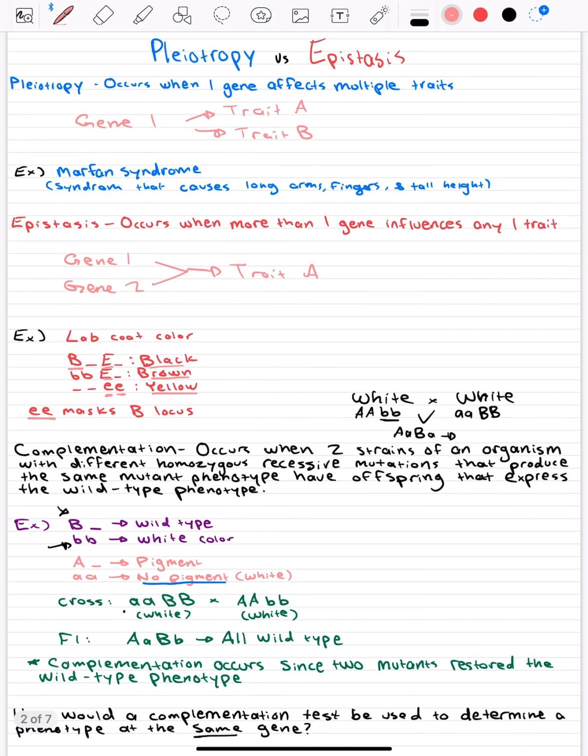So let's say that there were two individuals that were white. Now both of them have different mutations for those white colors. Say for this individual right here, this white individual, he has two recessive B's which code for a white color. Let's say for this individual right here, he has two recessive A's, and this codes for the production of pigment. So two recessive A's means that no pigment will be produced, so the organism turns out white. So they both have the same phenotype, just different mutations affecting the phenotypes.